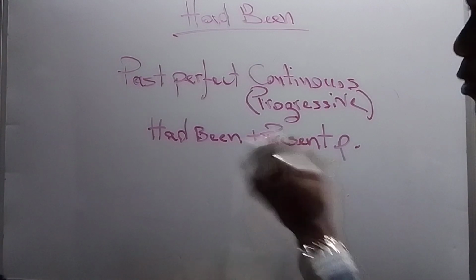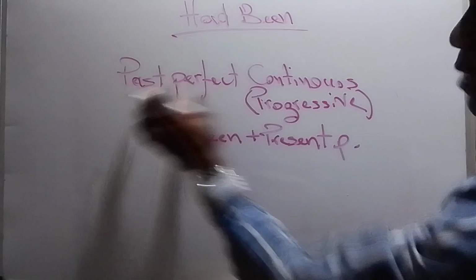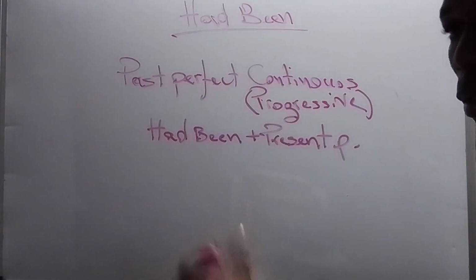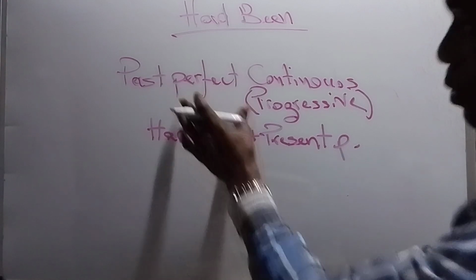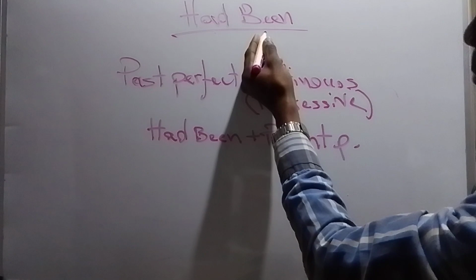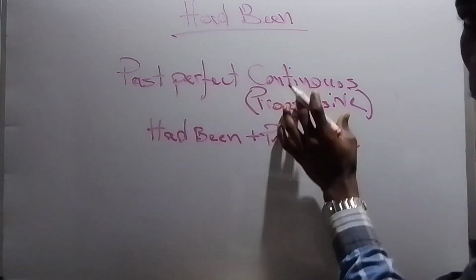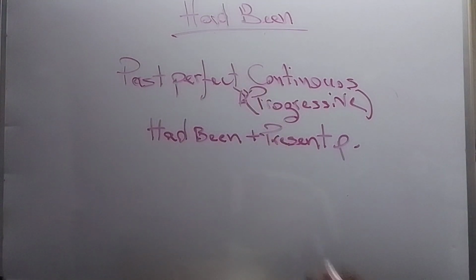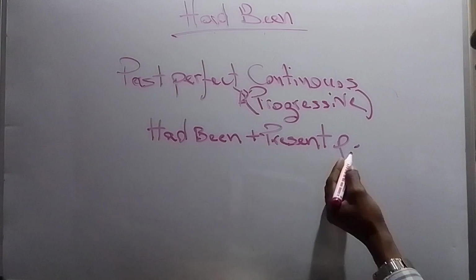We did a first video before with had been, the past perfect continuous as a tense. You can go to the description below this video to find a link. Had been is the construction of past perfect continuous or past perfect progressive. This is the construction: had been plus the present participle of the verb.